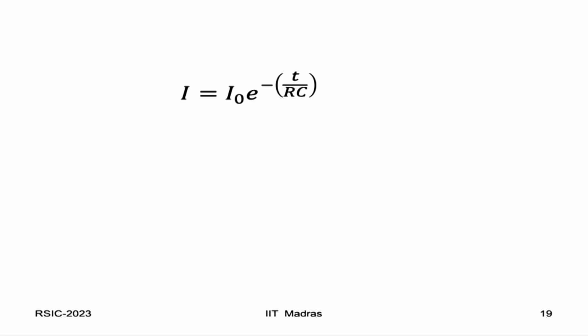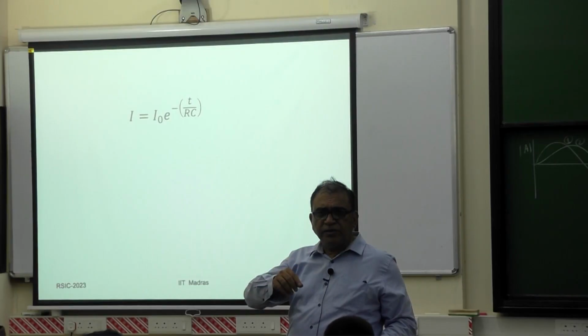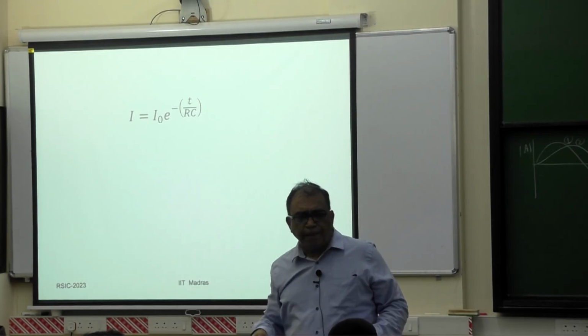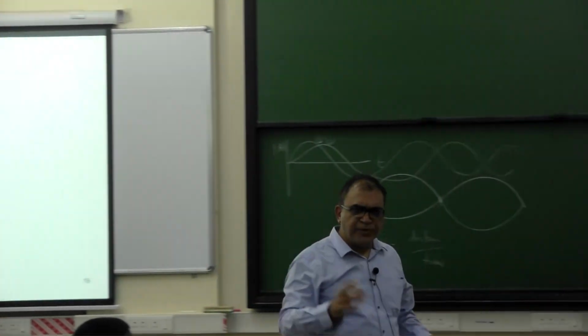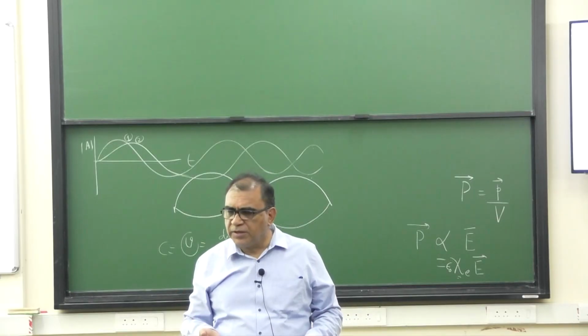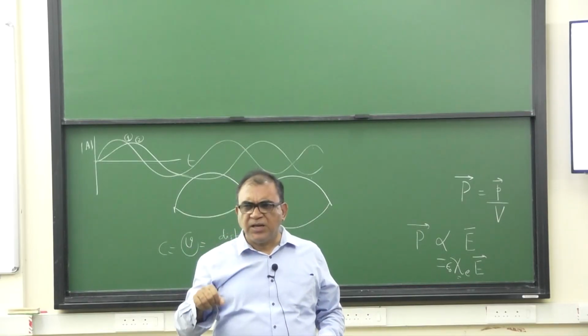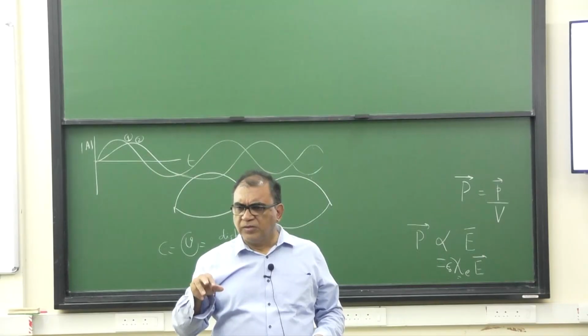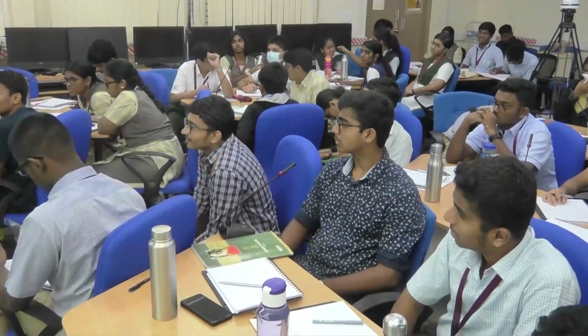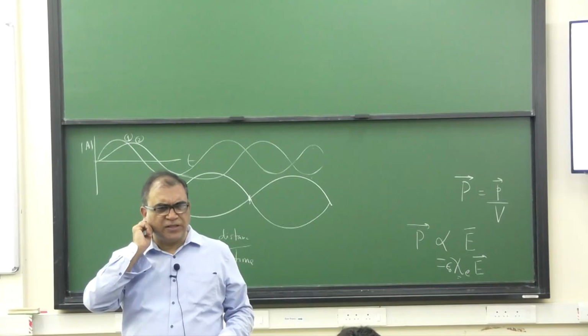Equation known: current at some point is equal to the initial current times e to the power minus t by RC. Charge and discharge of a capacitor comes in the next semester or next year. What about radioactive decay? That comes later. Any chemical kinetics? Not done. Okay. Better you know this.